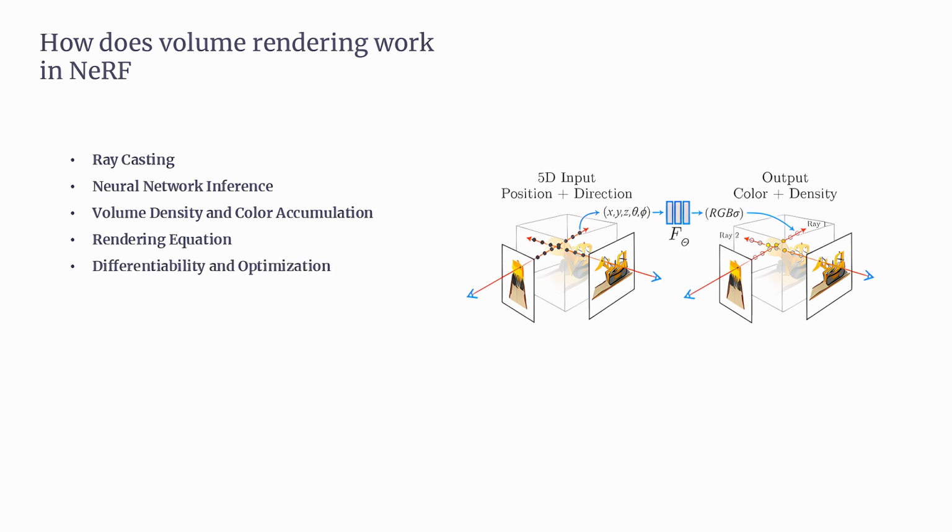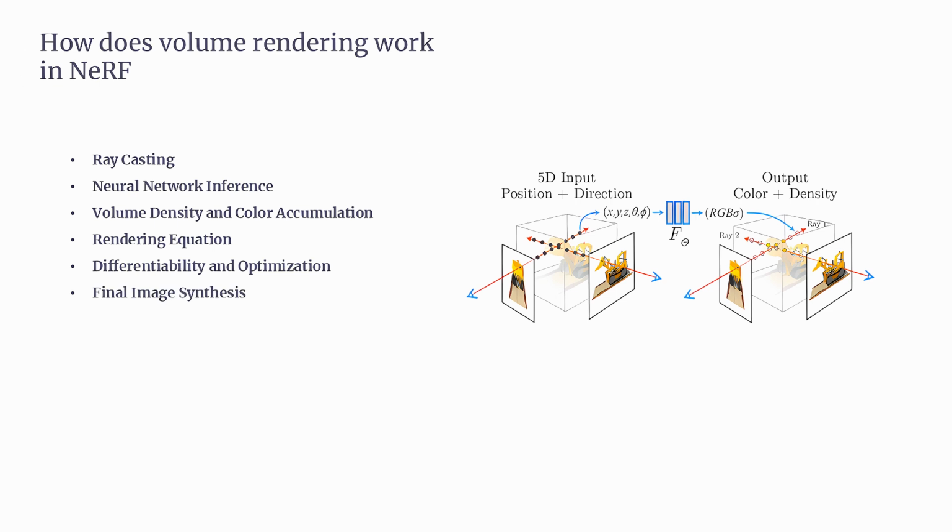The fifth, differentiability and optimization. One of the key features of NeRF is that the volume rendering process is differentiable. This means that we can backpropagate gradients through the network during training. As a result, we don't need a fully detailed 3D scene. All we need are a set of images with known camera positions. This makes NeRF particularly efficient for training from sparse input data.